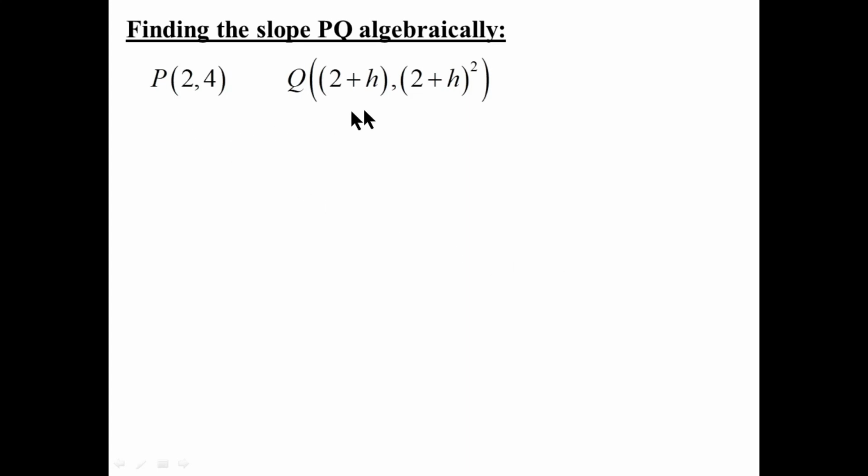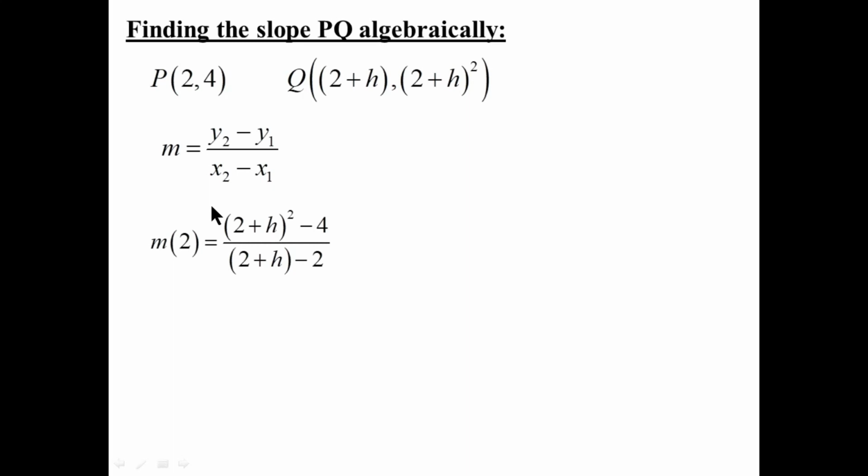Here's our point P, here's our point Q. Let's find our slope. We know that slope is y2 minus y1 over x2 minus x1. And there's our y2, and there's our y1. And there's our x2, and there's our x1. So we can just plug them in, and we can get the slope when x equals 2. There it is, y2 minus y1 over x2 minus x1.